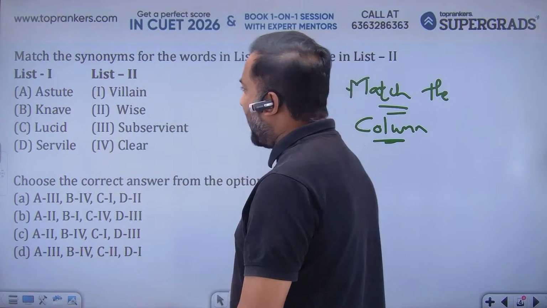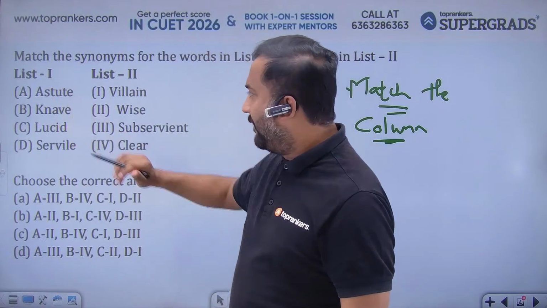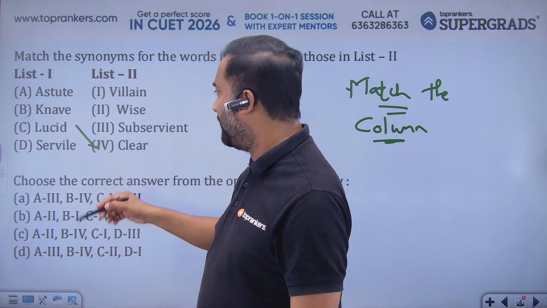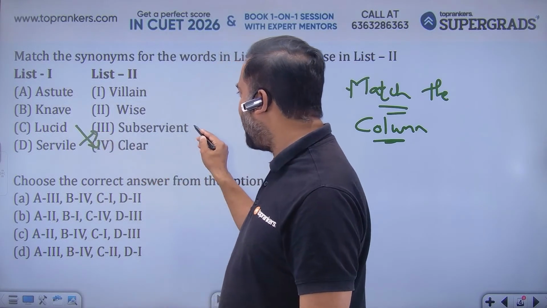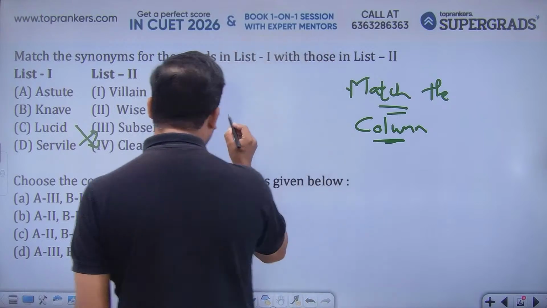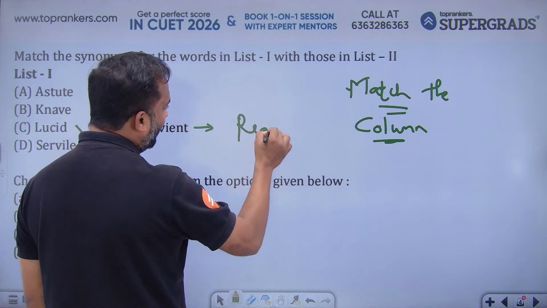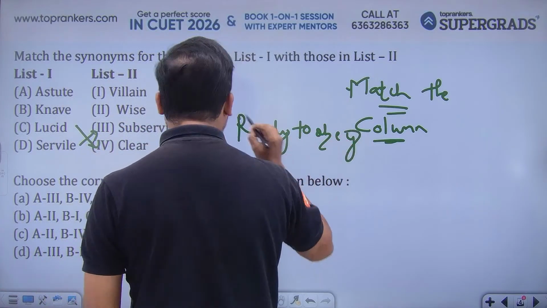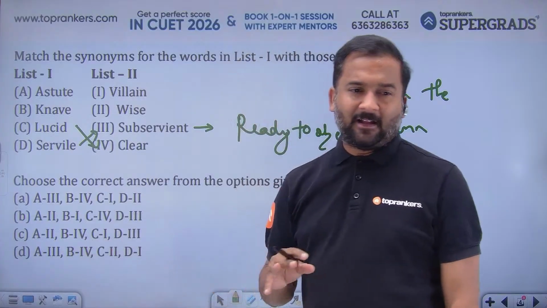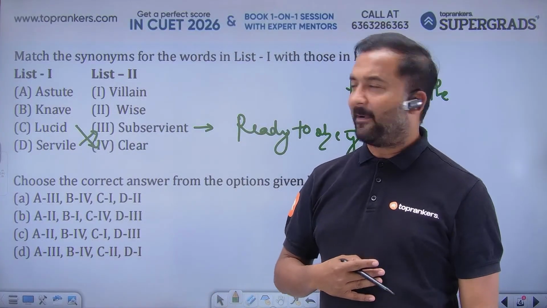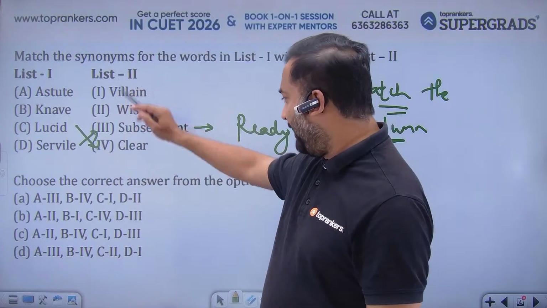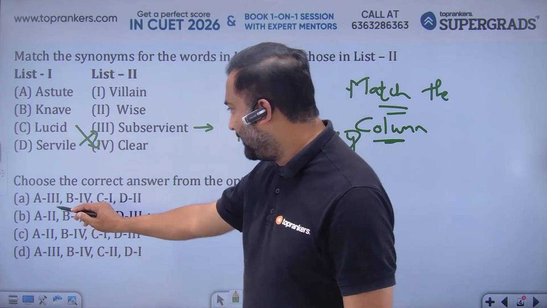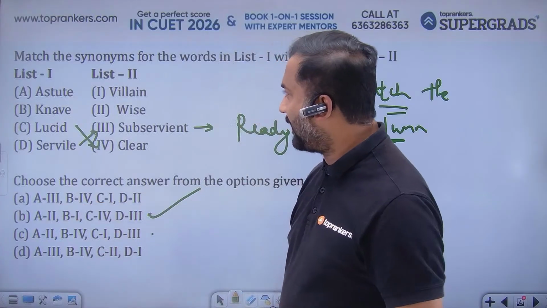Now the words that we have are astute, knave, lucid, and servile. So lucid is something which is clear, lucid pe lucid. Servile, subservient are synonyms. Servile or subservient means someone who's ready to obey the orders. So even if you know the meaning of these two words, I think ये question answer करना आपके लिए बड़ी बात नहीं है. So D3 मुझे कहाँ दिख रहा है? I see that in two options. C4 मुझे कहाँ दिख रहा है? I see that only in option B and that is my correct answer.